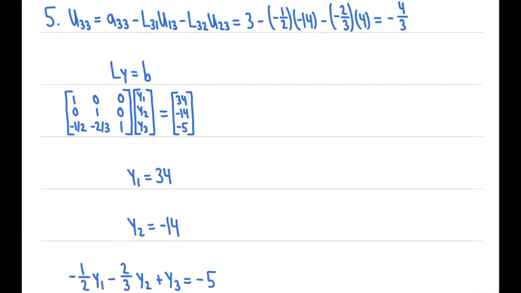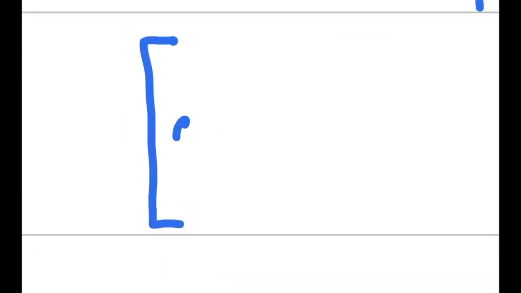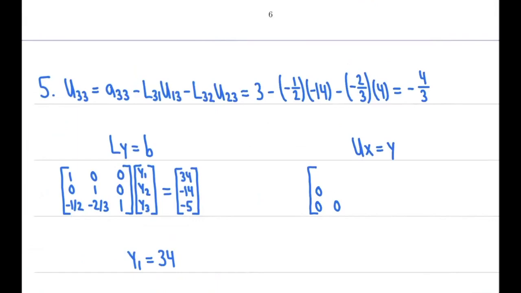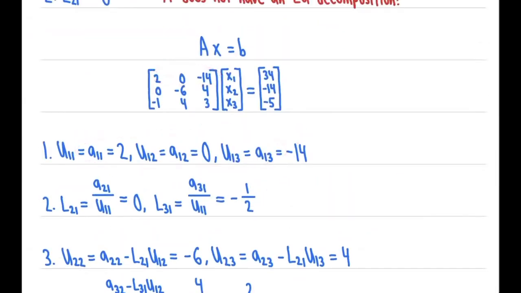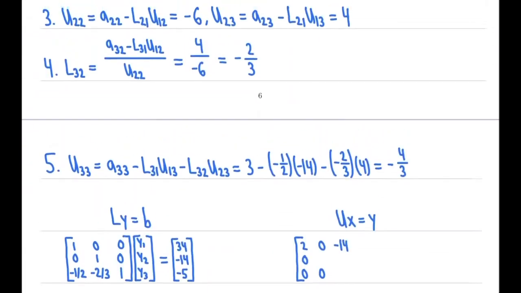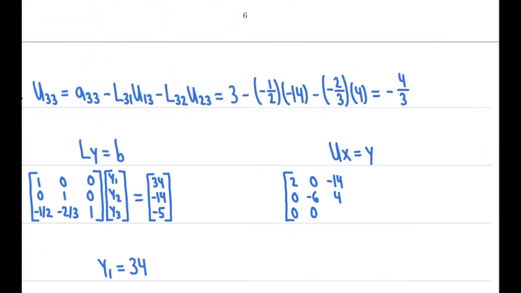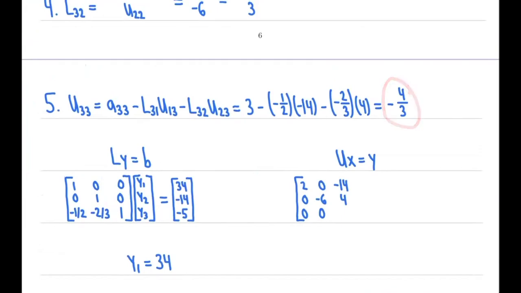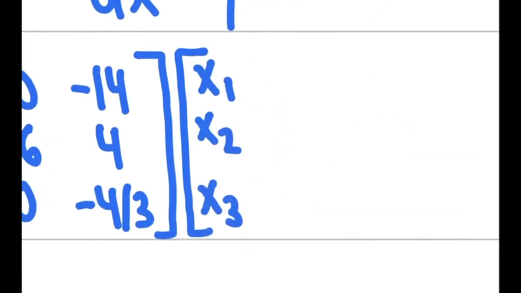Now let's solve for x in Ux = y. U is upper triangular, so we're going to have these zeros here. We know the first row of U is the same as the first row of the swapped A, of course. So 2, 0, negative 14. And U22 is negative 6, U23 is 4, and U33 is negative 4/3. And this is times x, so this is x1, x2, x3, which is what we're trying to find.